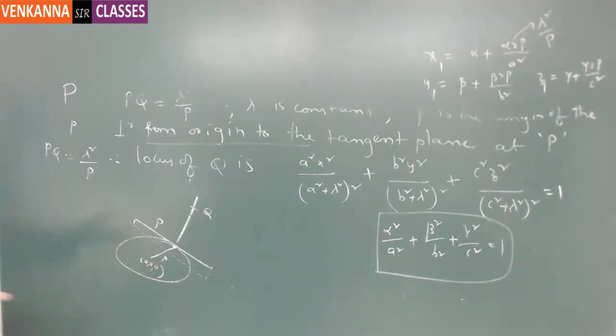This is the whole idea. In 3D, we can visualize. In 2D, it is not possible. But the idea is like that. Small p denotes the length of the perpendicular. Capital P is the point on the ellipsoid.